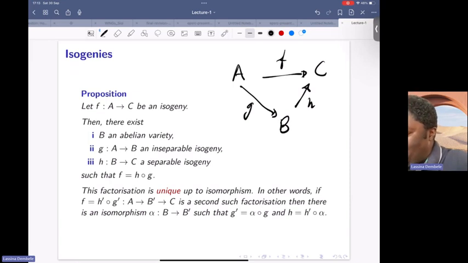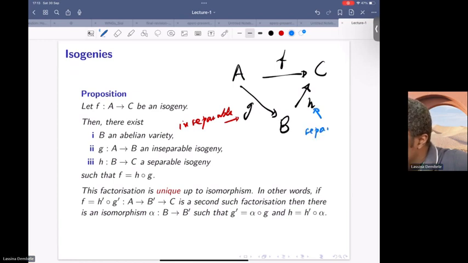So the theorem says if you start with an isogeny between A and C, you can always find an abelian variety B, and then you can always find an isogeny G. G would be inseparable. And then here, this one, H, would be separable. So that's the content of the theorem. And not only that, the theorem says that this factorization is unique up to isomorphism.